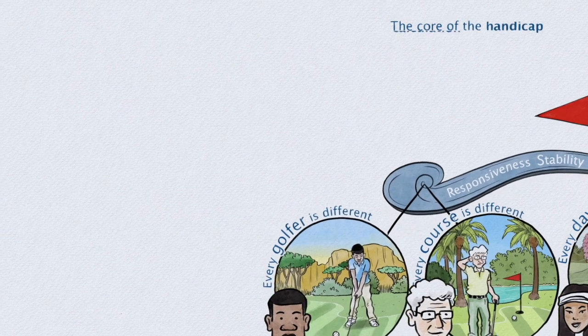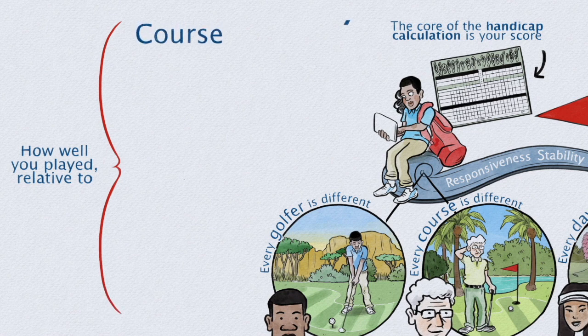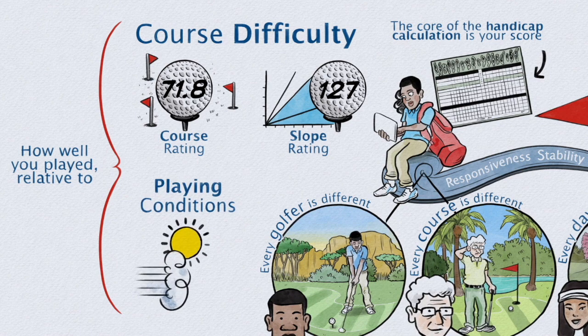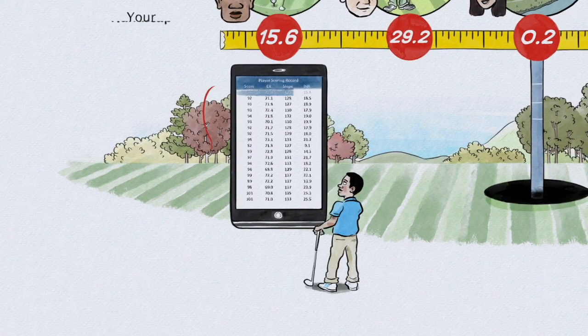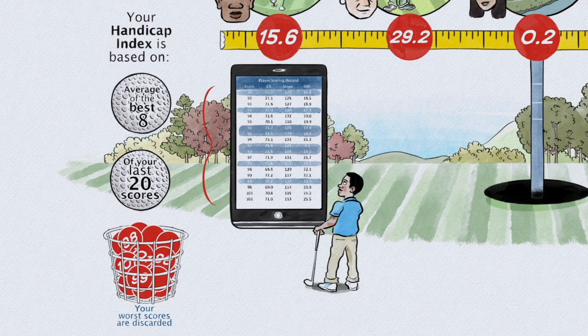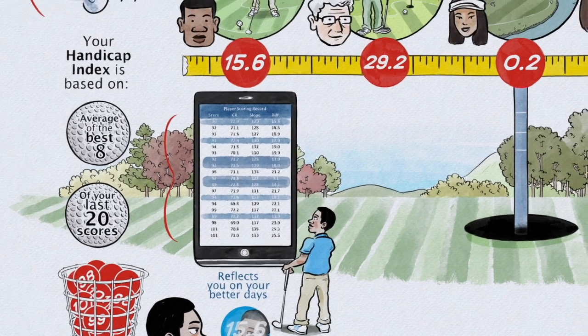At the core of the handicap calculation is your score, demonstrating how well you played your round relative to the course's difficulty, as determined by its course rating and slope rating, and any conditions that might have made the course harder or easier to play on the day. A record of your scores is maintained, and your handicap index is based on an average of the best 8 of your last 20 scores. Because your worst scores are discarded, your handicap index reflects the score you're likely to achieve on your better days. The more scores you can submit, the more accurately your handicap index will reflect your golfing ability.